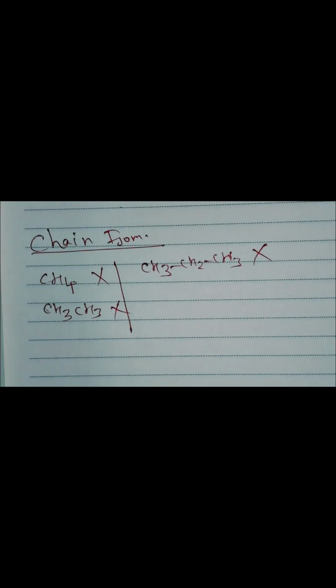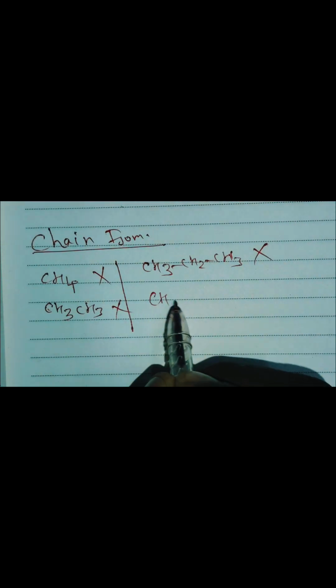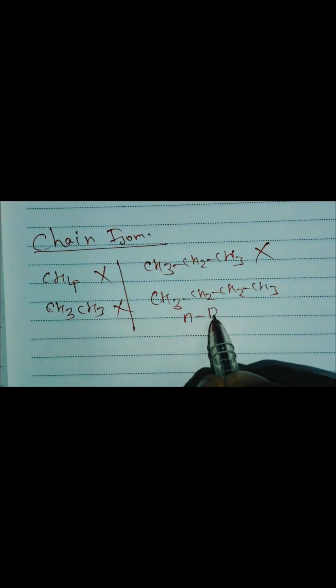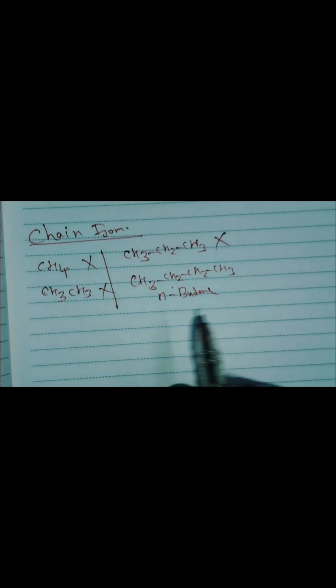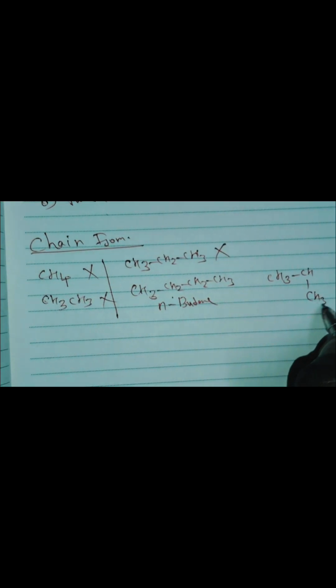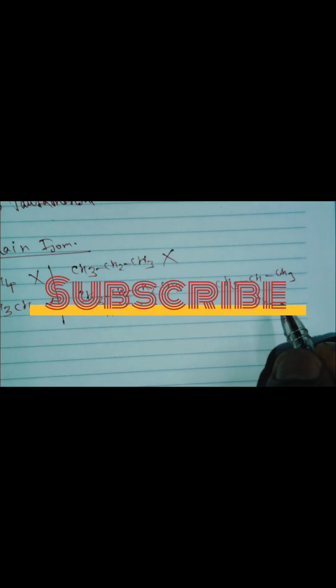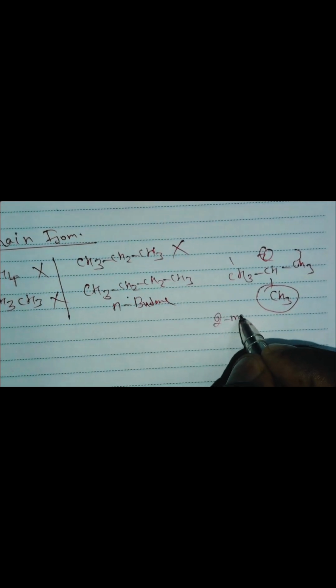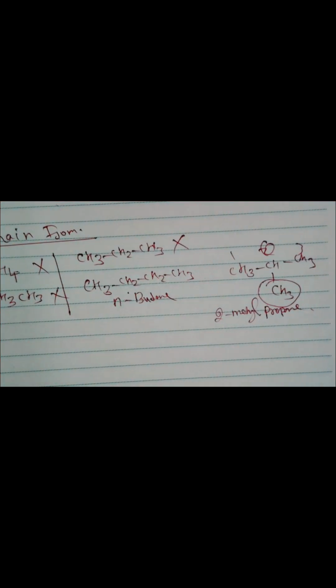Chain isomerism starts with the hydrocarbon butane. CH3CH2CH2CH3 is butane, or n-butane, and it shows chain isomerism. The other isomer is CH3CH(CH3)CH3. Numbering 1, 2, 3, the second carbon has a methyl substituent, so it is 2-methylpropane. Both n-butane and 2-methylpropane have the same molecular formula, but the chain length is different. Any similar molecules come under the category of chain isomerism.